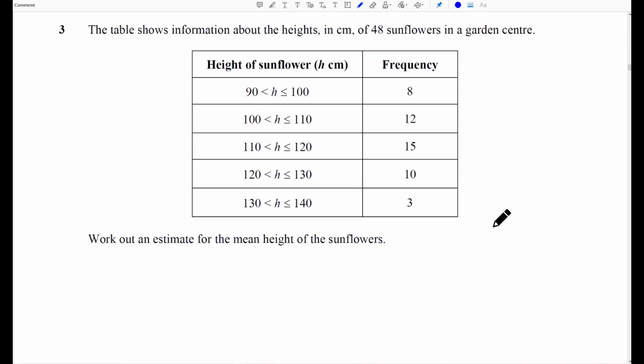Okay, question 3, you have something about height and sunflowers of frequency. Work out an estimate of the mean for the height of sunflowers. Right, so you've got a range of 90 to 100. There's 8 sunflowers here. So that means you just use the middle number of this, which is 95. This is 105, 115, 125 and 135.